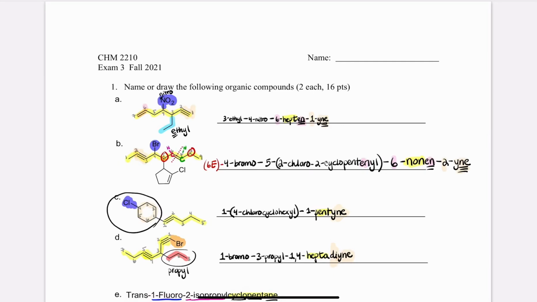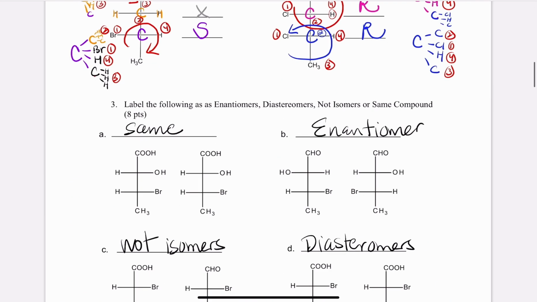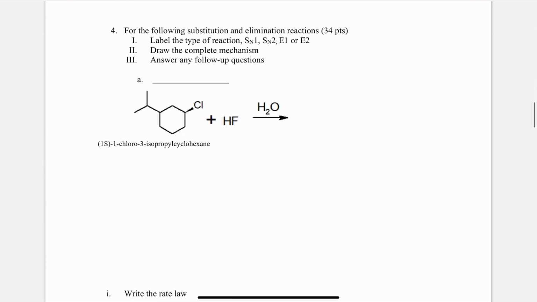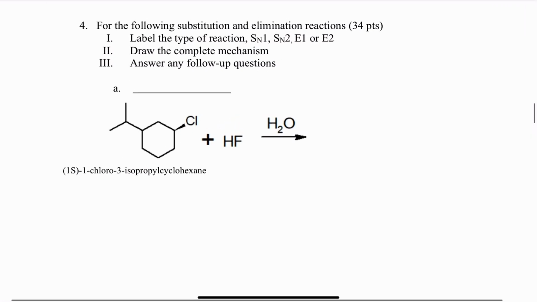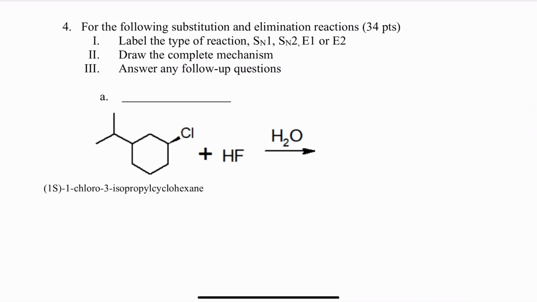Okay, back to continue with this exam, the practice exam 1 for fall 2021. So this is going to be the third video, and this is the one where we look at whether something is substitution or elimination in terms of the reaction and how it goes down, the mechanism.